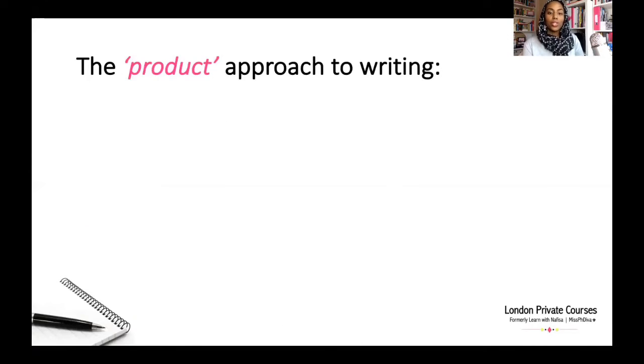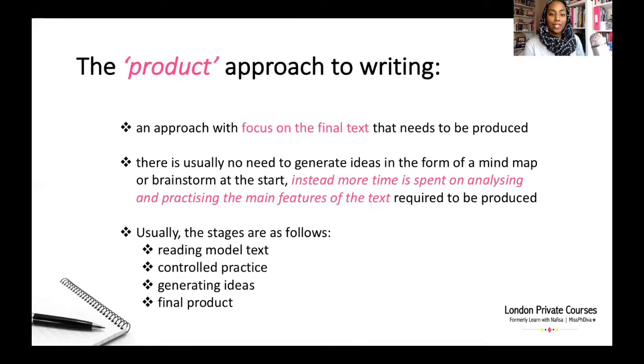So the product approach to writing is an approach with focus on the final text that needs to be produced. There is usually no need to generate ideas in the form of a mind map or brainstorm at the start. Instead, more time is spent on analysing and practicing the main features of the text required to be produced. Usually the stages are as follows: reading the model text, controlled practice, then moving on to the stage of generating ideas before producing the final product.